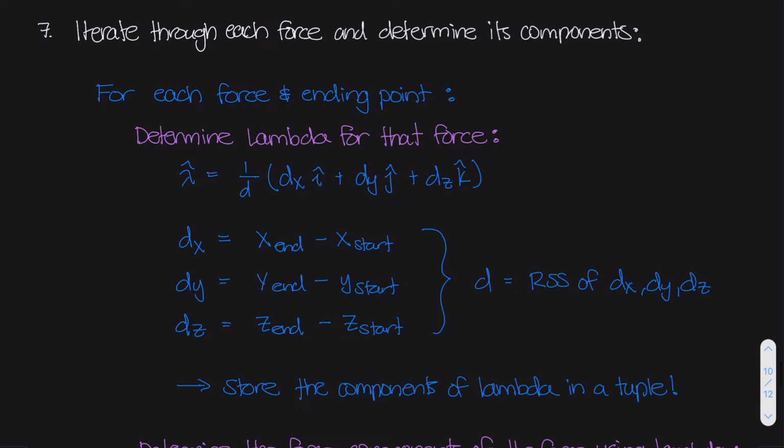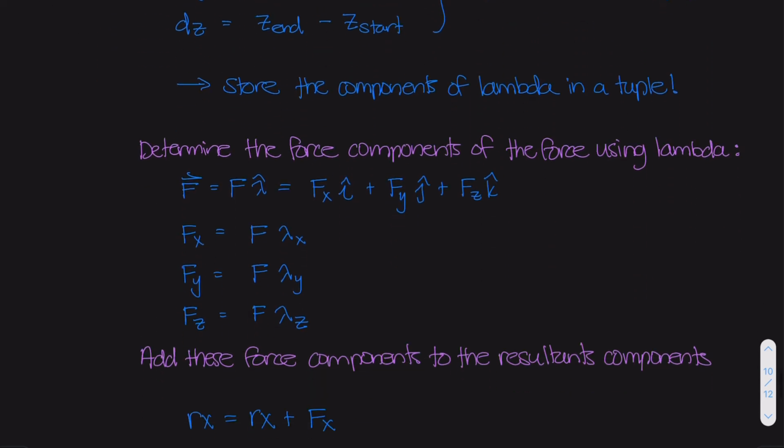So again, we're still iterating over a particular force and a particular ending point. And because we already have lambda, we can figure out what fx, fy, and fz are. Well, how do we do that? We take the value of the force, multiply it by the x component of the lambda unit vector. And then for fy, same thing, we take f times the y component of lambda, and then for fz, take f times the z component of lambda.